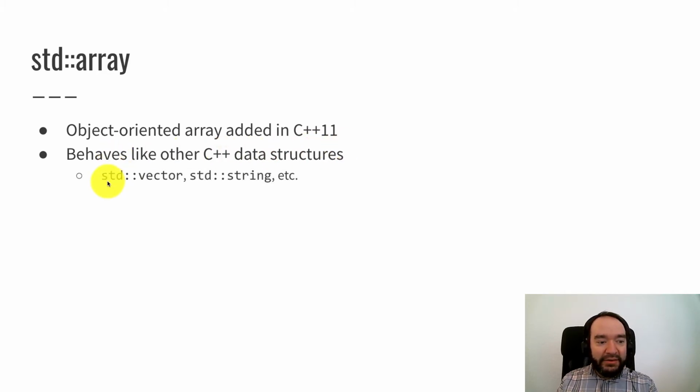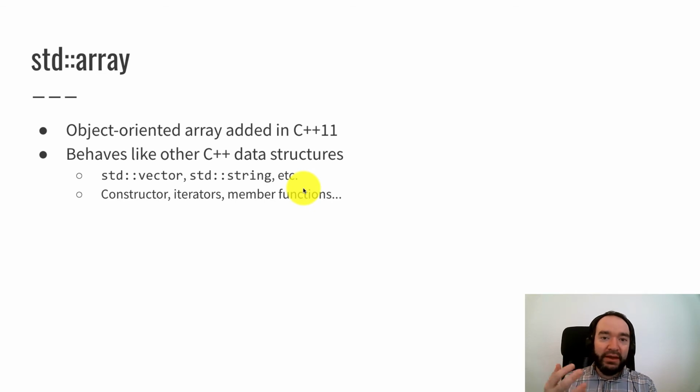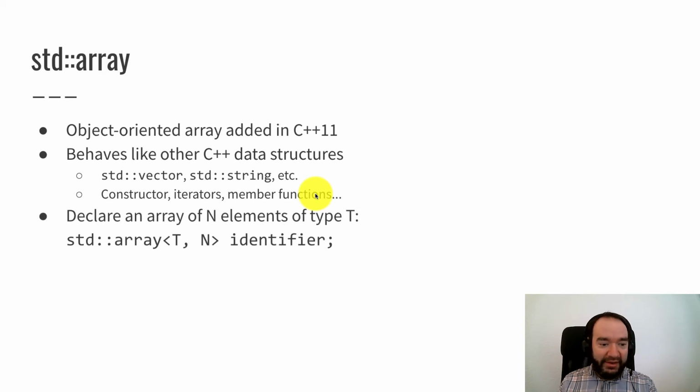The C++ language has standard vector, standard string, standard list, other data structures, and they have a particular interface with constructors, the concept of iterators, certain member functions like swap. The C array has none of those things, and that's confusing and inconsistent for C++ programmers. So standard array exists to make all of these data structures work the same way. You can create a standard array and have access to things like iterators and swap, so there's no discrepancy there.